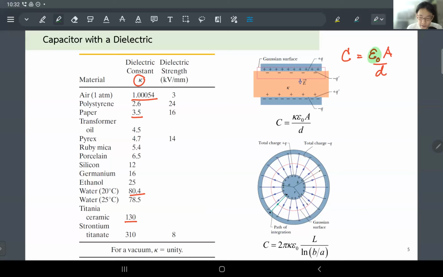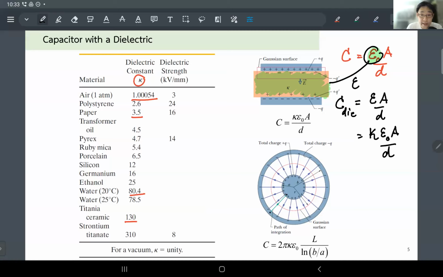It's epsilon naught. So that means if now you squeeze in some dielectric material between those plates, all you need to do is just replace this with the epsilon of that material. So I'm going to say C with dielectric constant is going to be epsilon A over D. And I'm done. Because you can figure out the epsilon by just multiplying the dielectric constant by the original epsilon naught, divided by D. You see, this is your original capacitance without any dielectric material.